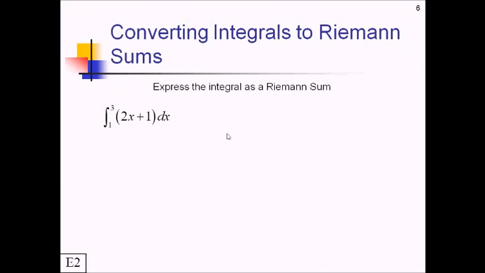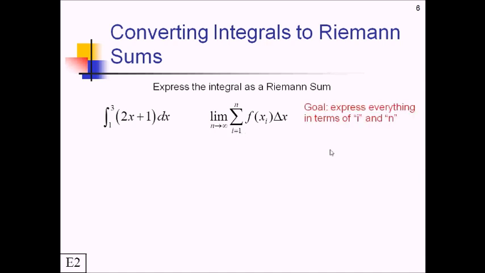At this point, we're going to learn how to express an integral, like this one, as a Riemann sum, something in this format here. The key to doing this, since this format really only has n's and i's that you're allowed to plug things into, is that we need to express everything in terms of i and n. And the first step to doing that is to figure out what delta x is. Why? Because we're going to use this delta x to figure out all the other pieces of this.